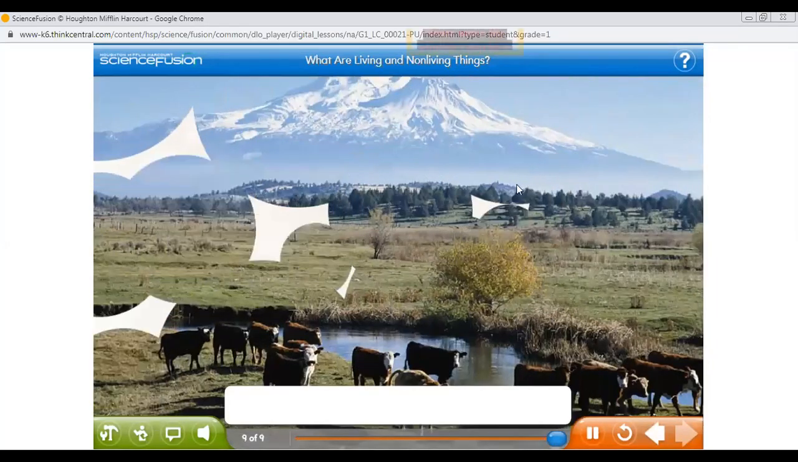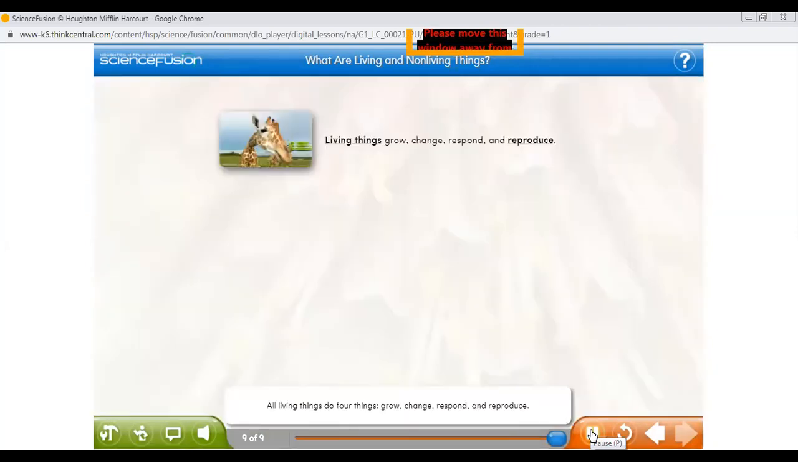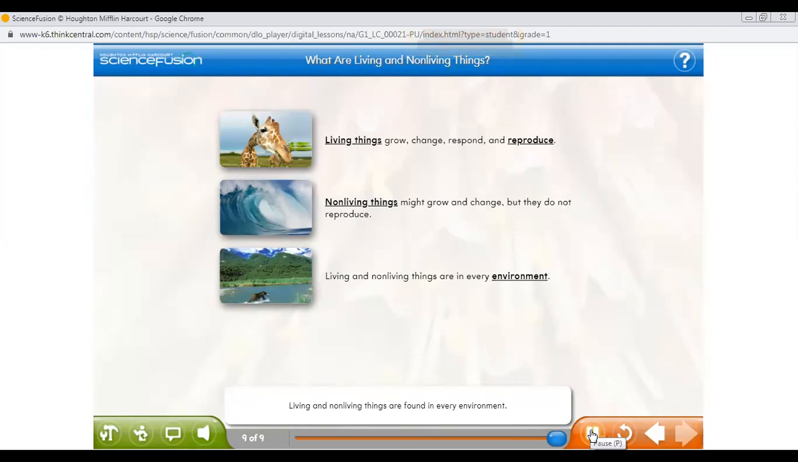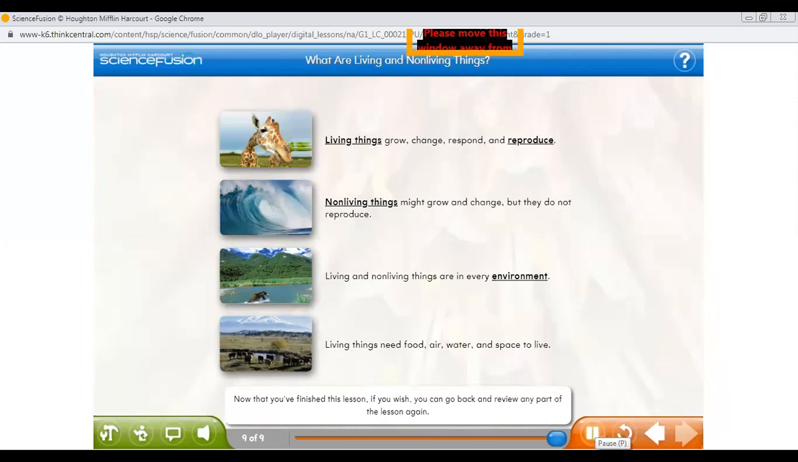Before we finish, let's take a quick look at the main points you covered about living and non-living things. All living things do four things: grow, change, respond, and reproduce. Non-living things might grow and change, but they do not reproduce. Living and non-living things are found in every environment. Living things need four things: food, air, water, and space to live. Now that you've finished this lesson, if you wish, you can go back and review any part of the lesson again.